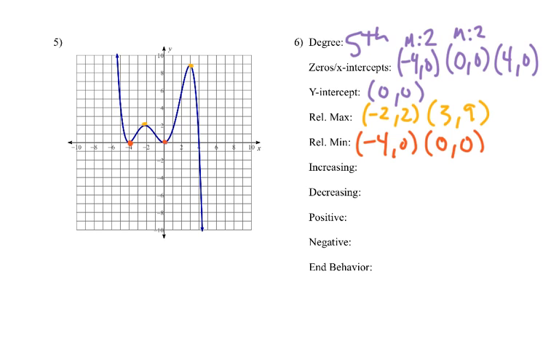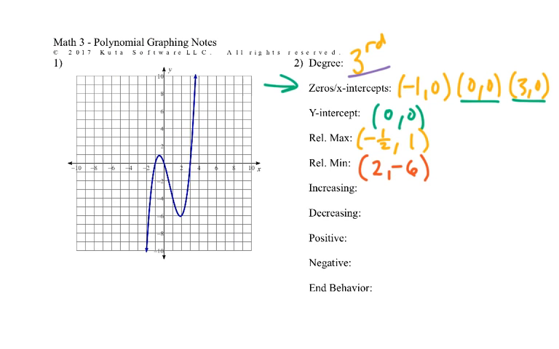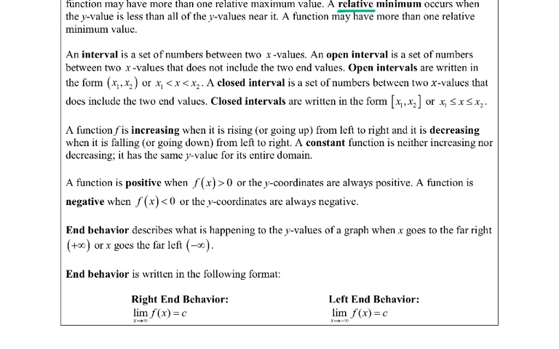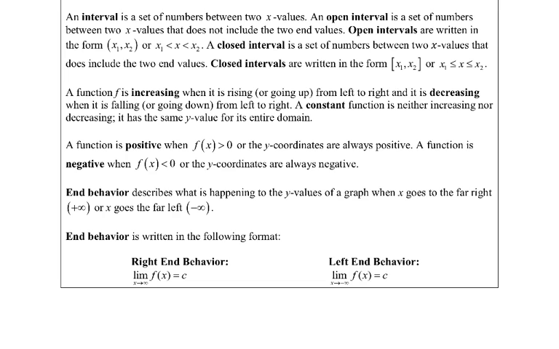Now for the next four things, we're going to deal with increasing, decreasing, and positive and negative. In order to talk about these: increasing, as we look left to right, is going up; decreasing is going down. Positive is when the graph is above the x-axis, negative is when it's below.